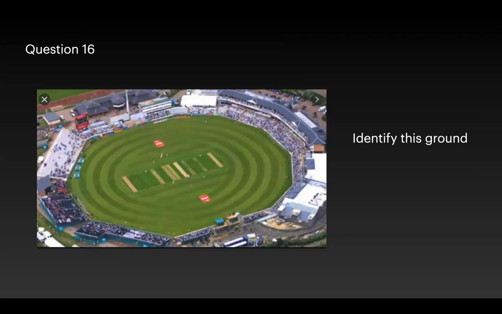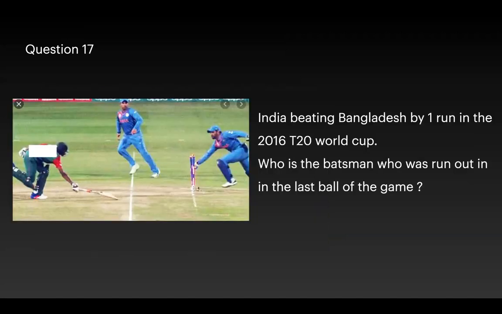Question number 17 is a direct question to Aztecs. Here goes. India beating Bangladesh by 1 run in the 2016 T20 World Cup. Who was the batsman run out on the last ball of the game? Is it Mahmudullah? Confirm. That's a wrong answer. Question passes to Strikers. Rubel Hossain, confirm. That's also the wrong answer. The answer is Mustafizur Rahman.